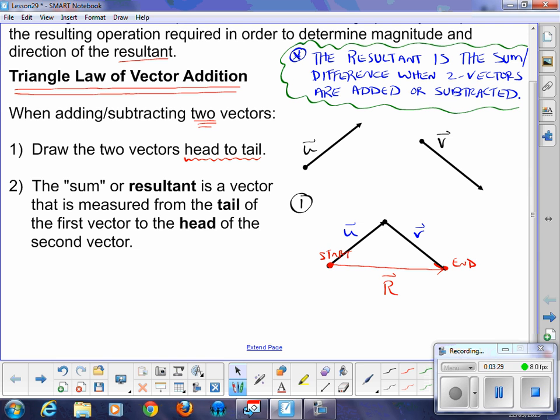If you were going on a trip and you went down the U vector and then the V, the resultant would be as the crow flies, if you want to put it to an old statement that you likely heard your grandparents use.